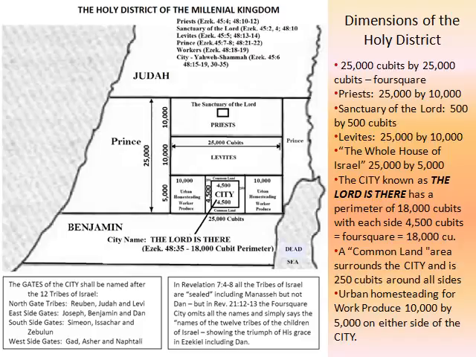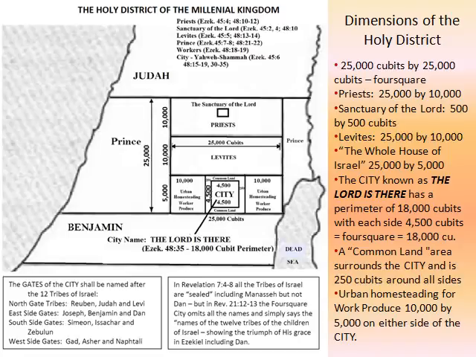The city within that area is known as the Lord is there, Jehovah Shammah. It has a perimeter of 18,000 cubits, with each of its sides being 4,500 cubits. It too is 4 square. When added together, 4,500 on each side times 4, you will have 18,000 linear cubits.